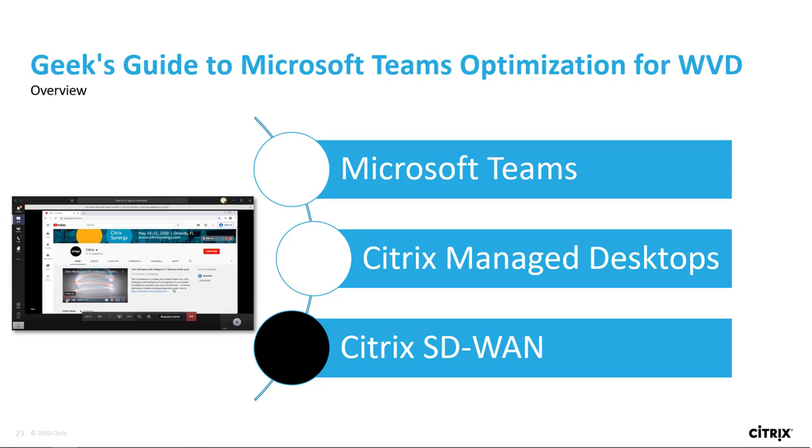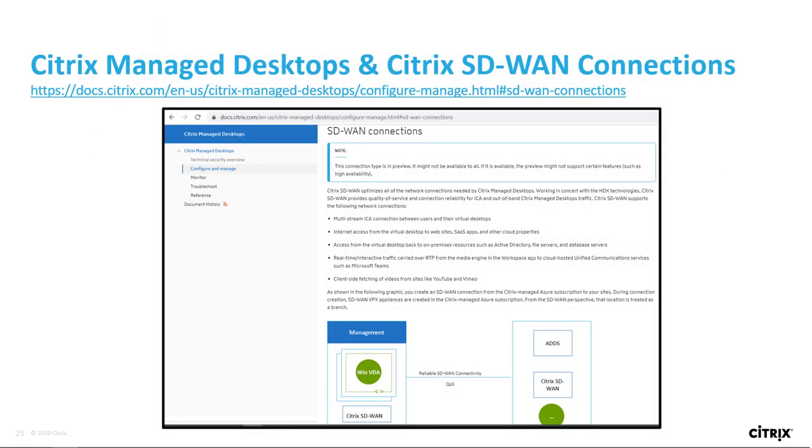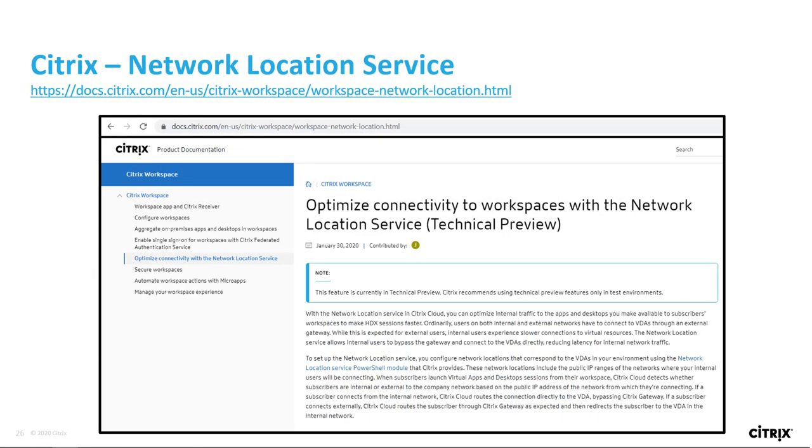Last, let's talk about Citrix SD-WAN and how it optimizes delivery of Citrix Managed Desktops and Teams media flows. First, we'll focus on Citrix Managed Desktop delivery optimization with Citrix SD-WAN. Here you see a Citrix Docs page that provides more detail on Citrix Managed Desktops using Citrix SD-WAN for network connectivity. And remember, while we're focusing on Citrix Managed Desktops, SD-WAN is also recommended for network optimization of any implementation of Citrix virtual apps and desktops. Here you see a Citrix Docs page that provides more detail on the network location service, which directs internet branch traffic over SD-WAN paths.